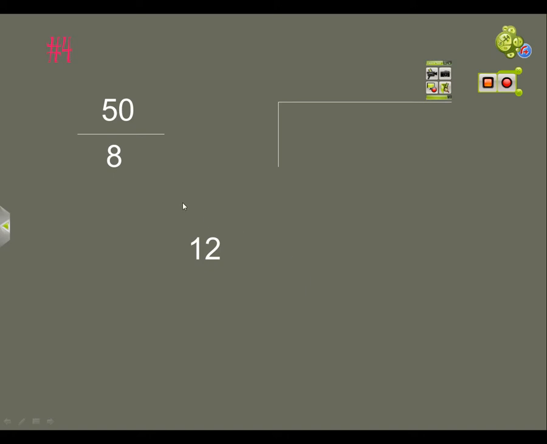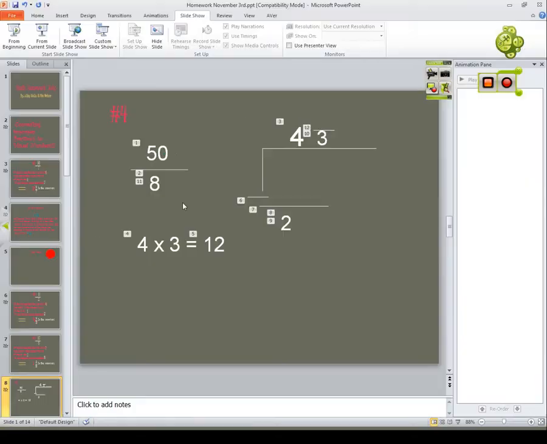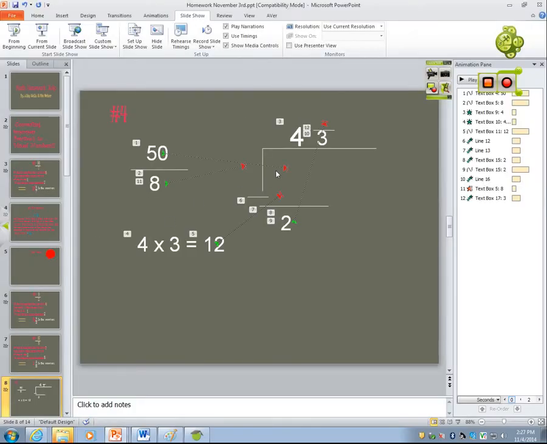And also it's number 4 on the homework. So if you click, 50 goes in the box, and then 8 goes and flies in. It goes whoosh. And then 8 times 4, it should be 4 times 8 is 32. So let's change that. 32.